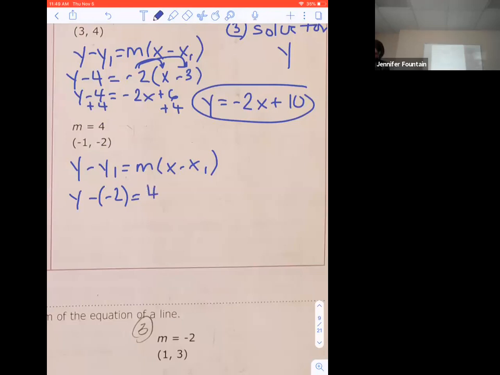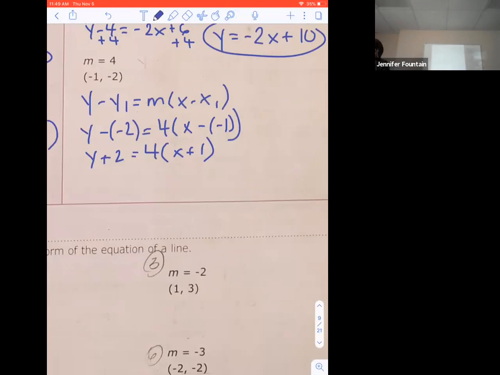What's next? 4 times x minus negative 1. Okay, so I would change that to y plus 2 equals 4 times x plus 1. You can either write it as minus a negative, or if you're good, just go on with this step here. You can eliminate this step if you want to, but I wanted you to be able to see it. Minus a negative becomes positive.